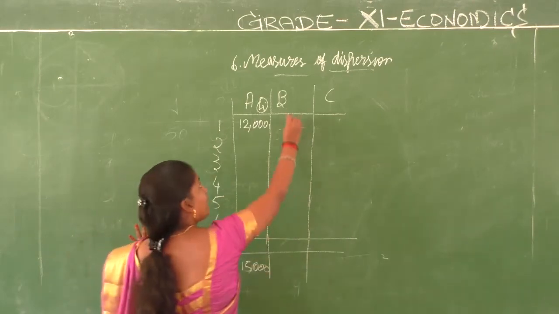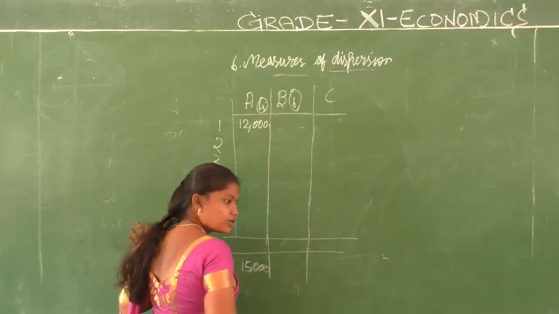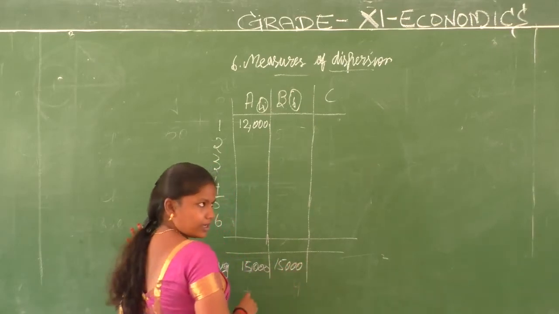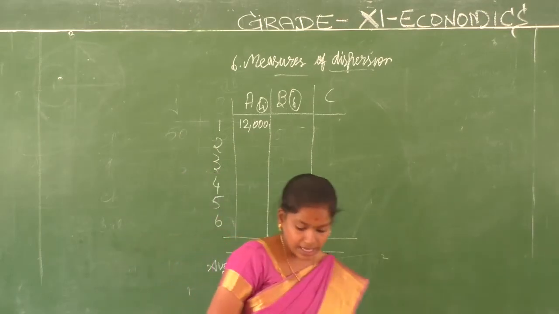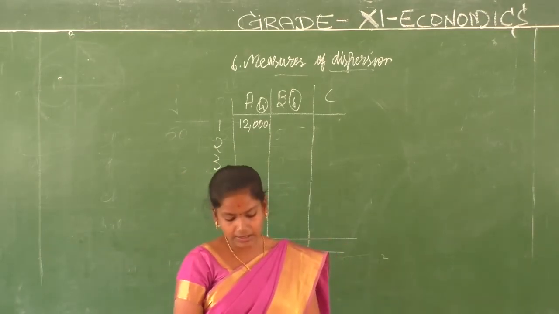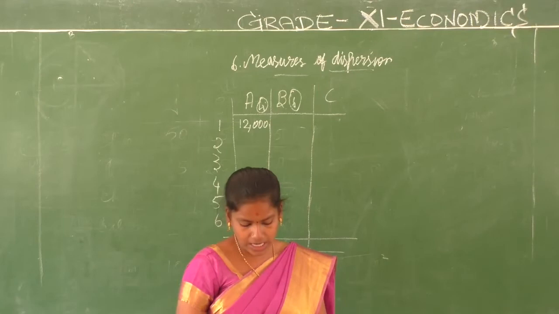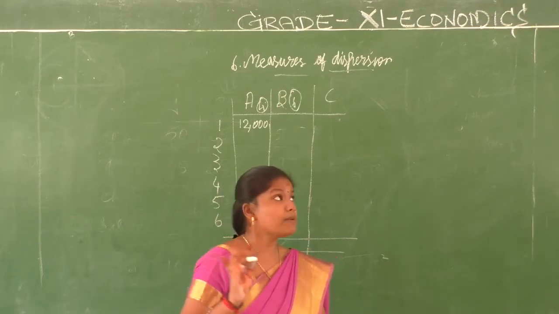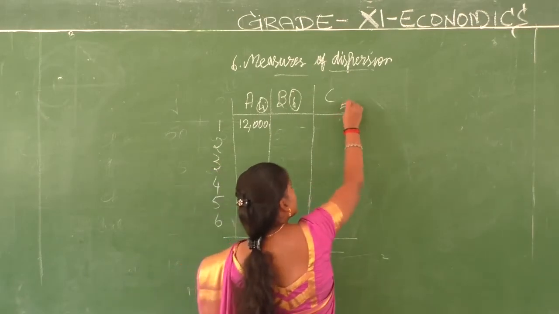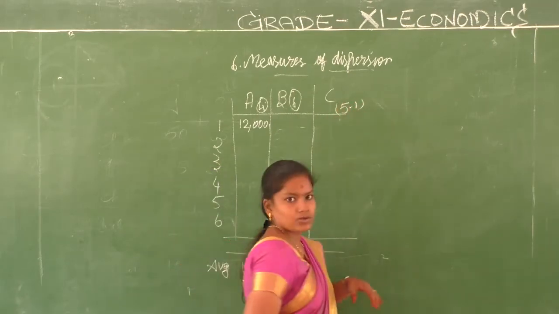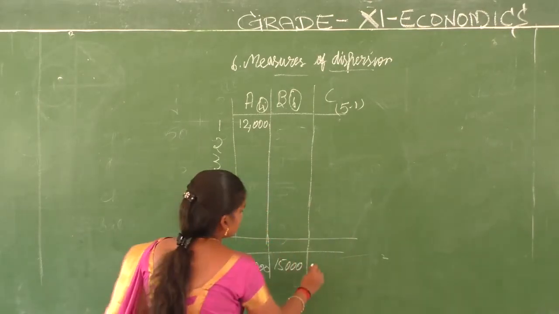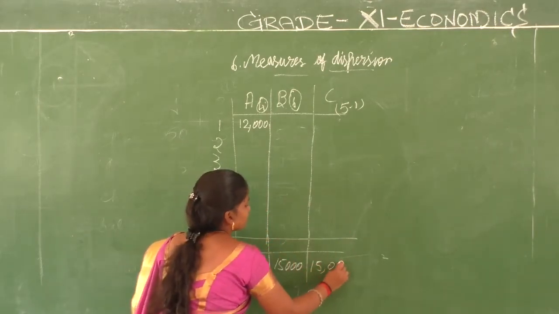Rahim's family has 6 members, and what is the average income? 15,000. Right. And what does Maria say? Maria says that there are 5 members in her family, out of which one is not working. Okay, totally how many members are there? 5 members, but one is not working. So 4 working members are there in her family, and she also finds that the average income is 15,000.